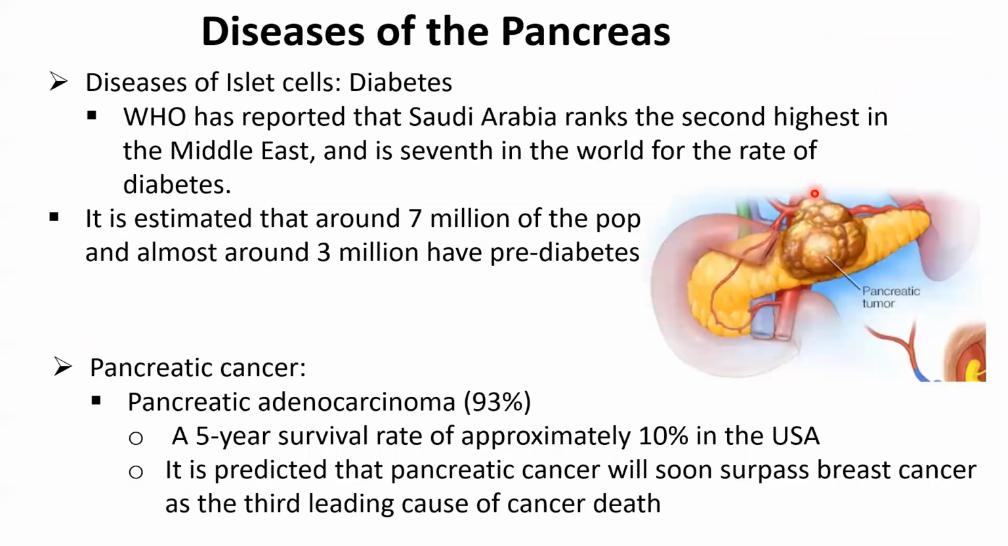Diseases, diabetes. I mean, everybody knows about this. I'm not going to talk about it, you'll cover this thoroughly in physiology, I'm sure. But look, the WHO reported that Saudi Arabia ranks second highest in the Middle East for diabetes, and 7th in the world for the rate of diabetes. An estimated 7 million of the population have it, and around 3 million have pre-diabetes. That's a huge number.